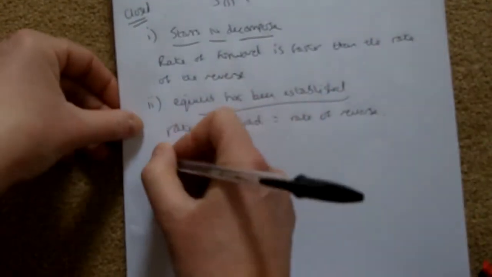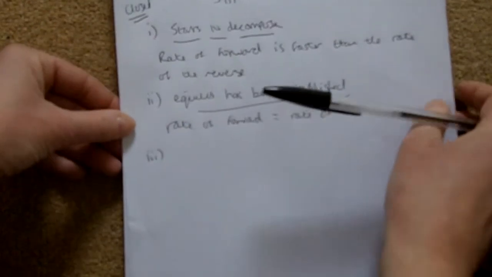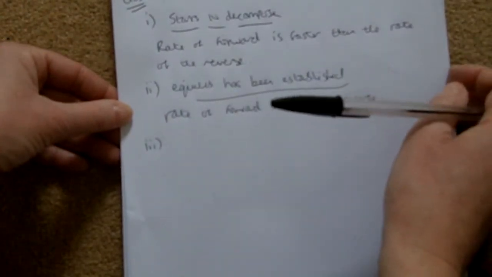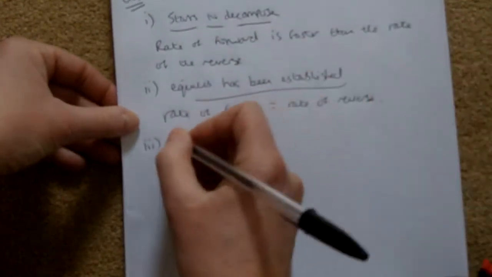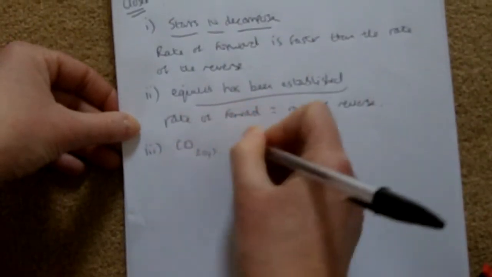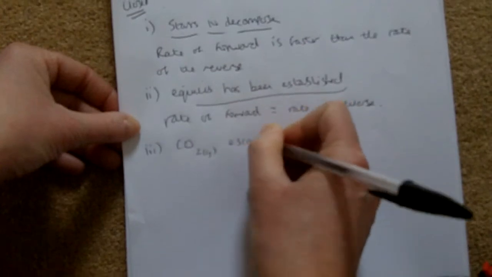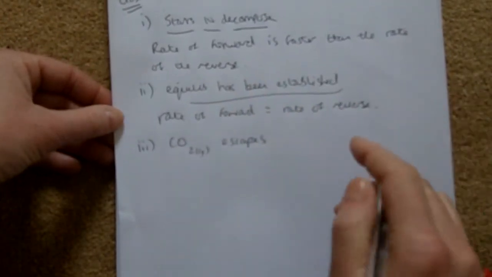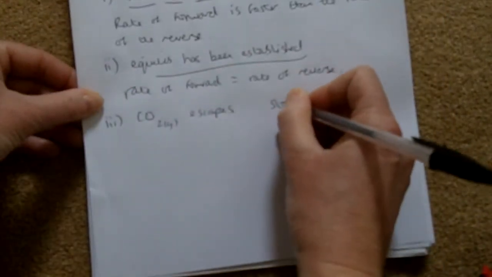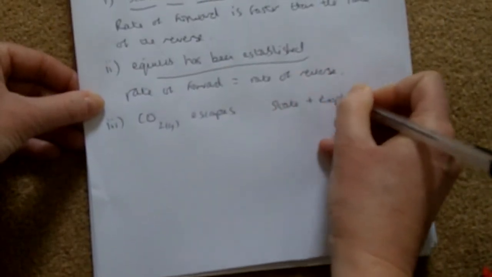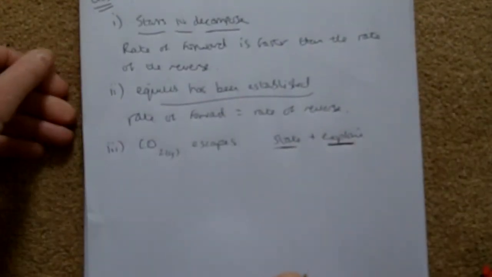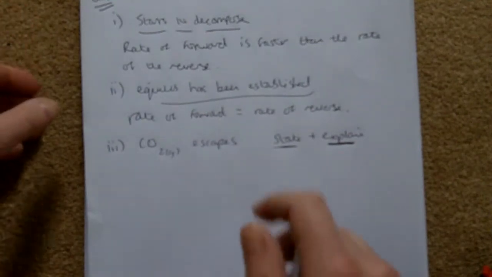And then the last part, part 3: a valve, it's like a tap, allows some carbon dioxide to escape. So carbon dioxide gas escapes from the equilibrium. State and explain, for the mark, state and explain what happens to the composition of the mixture.